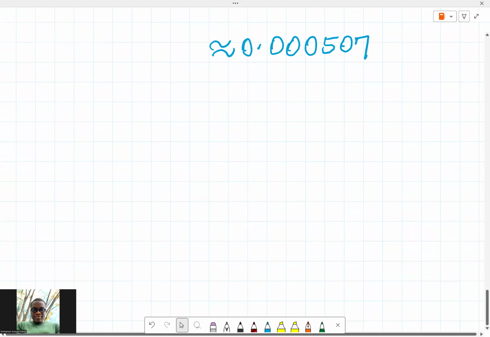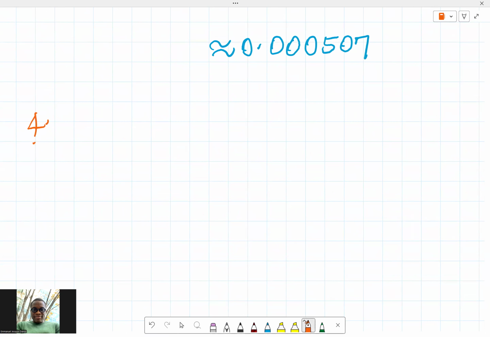propagation error. That's really important. Four now. We've talked about absolute error, relative error, rounding error, and now I want to mention propagation error.